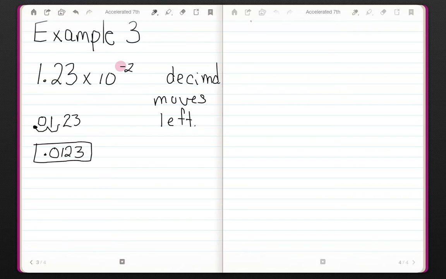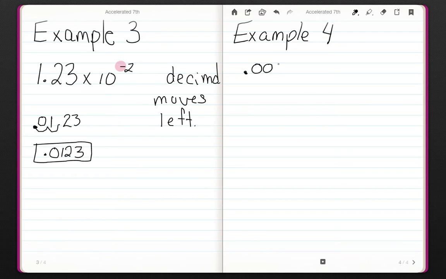In example 4, we are going to take a number that's written in standard form, 0.0000076. So this is a very, very small number. Tenths, hundredths, thousandths, ten thousandths, hundred thousandths, millionths, ten millionths. So this is 76 ten millionths. Very, very small number. But I want to write this in expanded form.